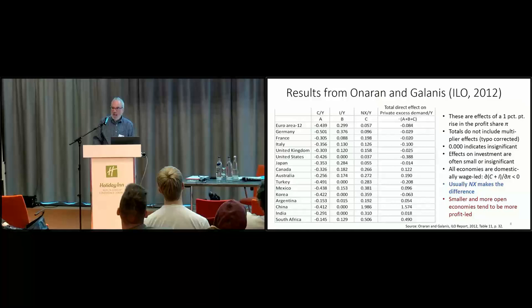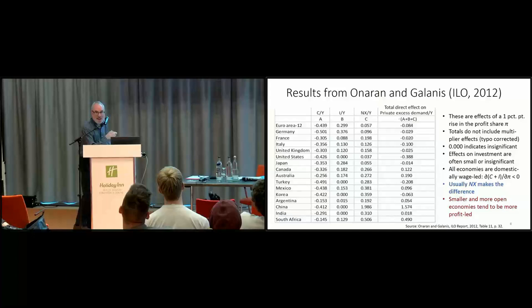Now here are some classic results. These are from a while ago, a 2012 study for the International Labor Organization by Onaran and Galanis, and these results have been republished in many places. And what they did was, as I seek to master the technology of using the pointer and the microphone at the same time, they looked at the effects of a 1 percentage point increase in the profit share on the consumption output ratio, the investment output ratio, and the net export to output ratio, and then the sum of those.